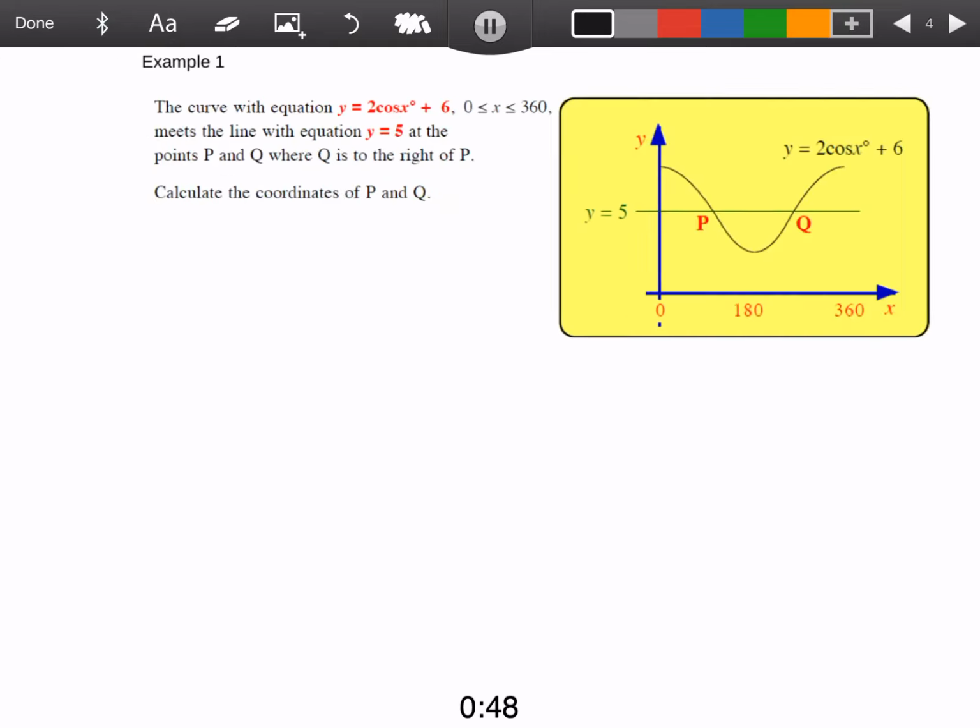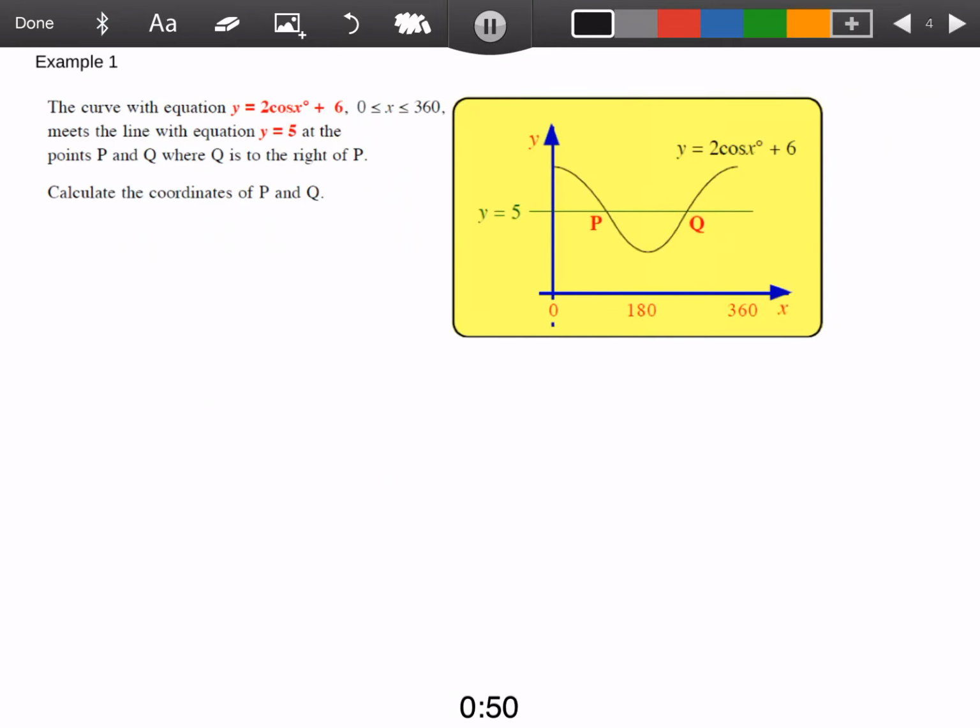Right, the first example is this one here. You're looking at this thinking, oh, that looks like nothing to do with trig equations. It is. It's a very, very straightforward trig equation. The diagram is trying to confuse you. So, we've got this curve y equals 2 cos x plus 6. That's the one up here, the one with the U-shaped curve.